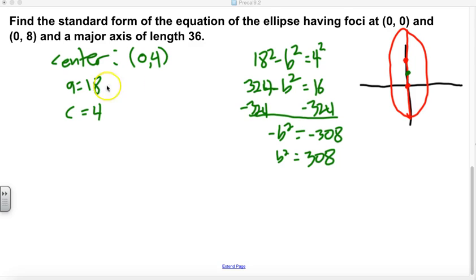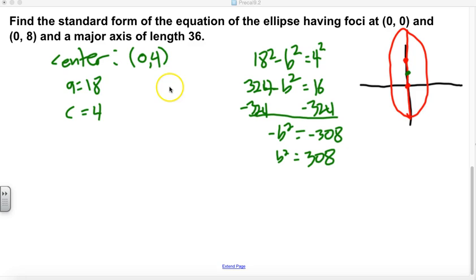All right, then we've got our foci, right, at 0, 0, and 0, 8. So halfway between those, you can use the midpoint formula, or you can just count. No, it's 8 from one foci to the other, so 4 has got to be halfway. So 0, 4 is the center. So it's important to identify your center because that's H and K.